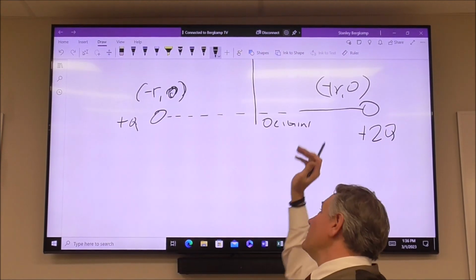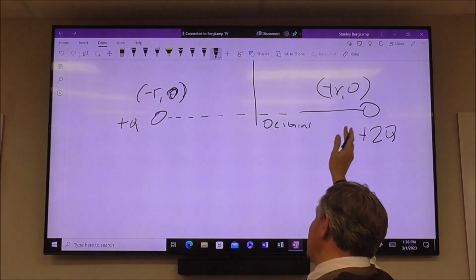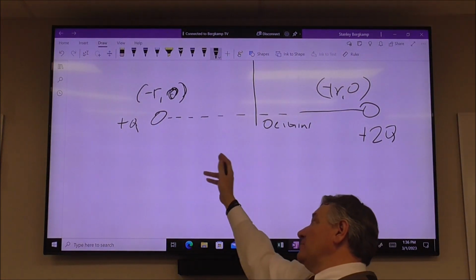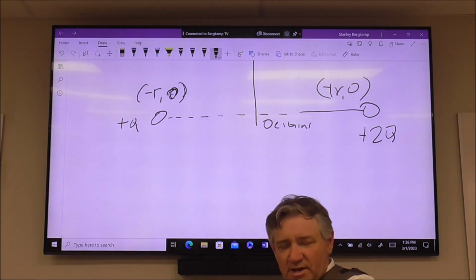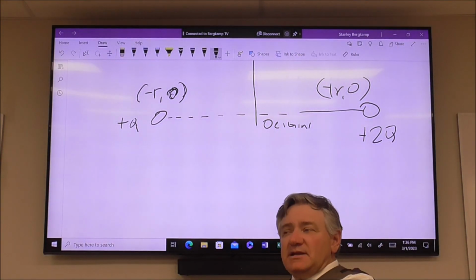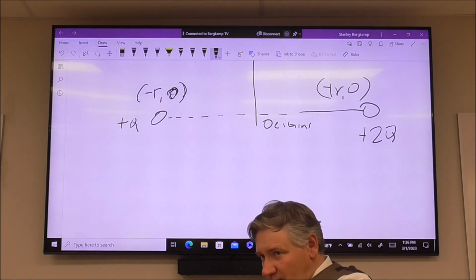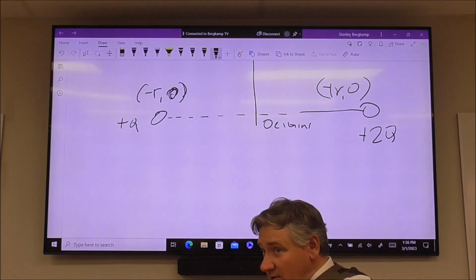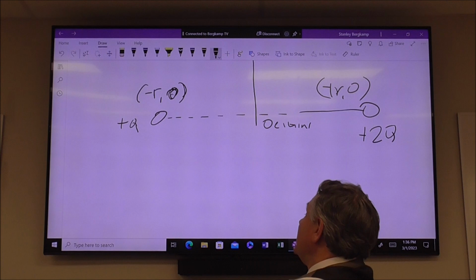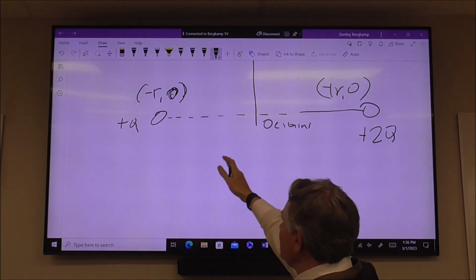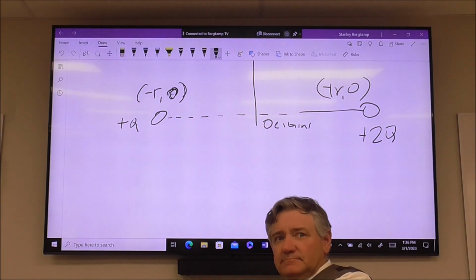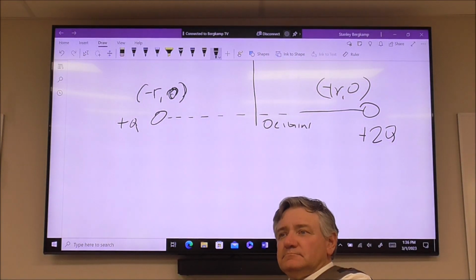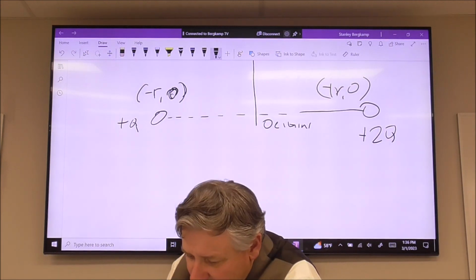So you have a positive 2Q at distance R and a positive Q on the outside. So is the point where the net electric field, not force, field, is going to be 0, to the left of the origin or to the right of the origin? Why? Because the electric field is stronger from the 2Q. Okay?